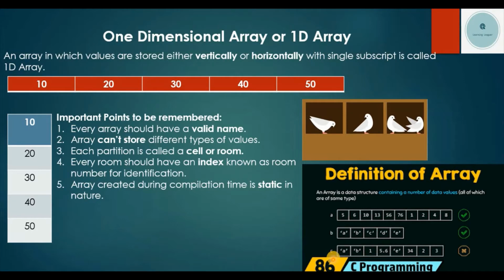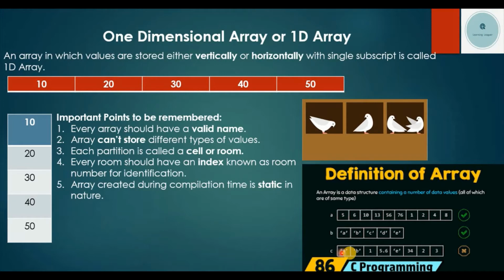Now let us see one more example. Here the name of the array is C. What is the value in the first room? A. The second room value is B. The third room value is 1. Look here. What is happening? The first two rooms contain alphabets as values. The third room contains a number. The fourth room contains a fractional number. Again the fifth room contains an alphabet. So this is a mixed type of values.